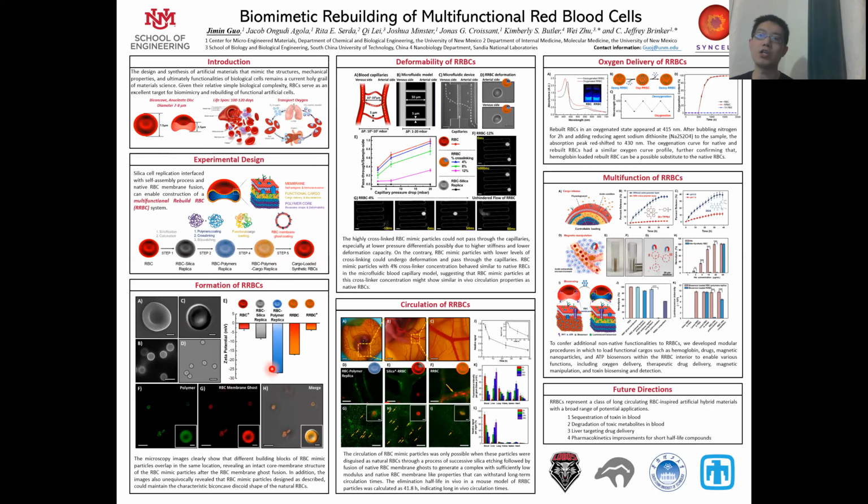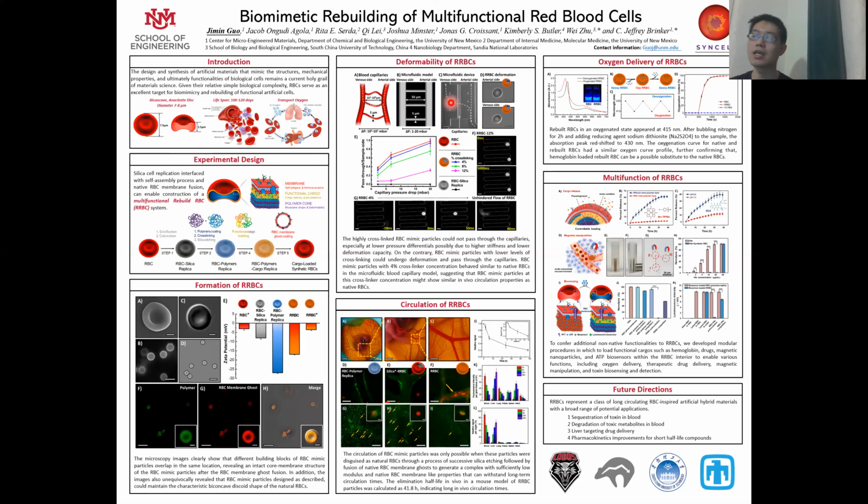From this image, we can easily see that the rebuilt red blood cells have the same biconcave shape as the native red blood cells. As we know, flexibility is another key property that enables red blood cells to easily transit the microvasculature with dimensions smaller than their size and display a long circulation time in vivo.